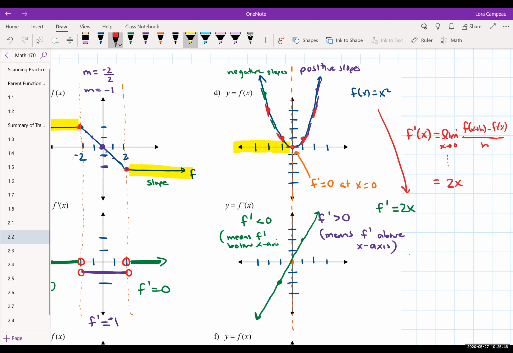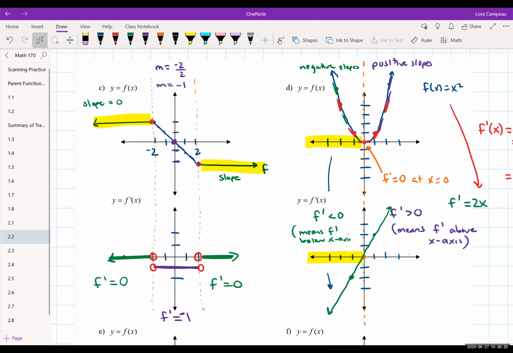All values to the left of x equals 0 end up being negative. All values to the right of x equals 0 are positive. So negative slopes from the function translate to the graph of the derivative being below the x-axis, and positive slopes from the function itself translate to the graph having positive y values, meaning the graph is above the x-axis.